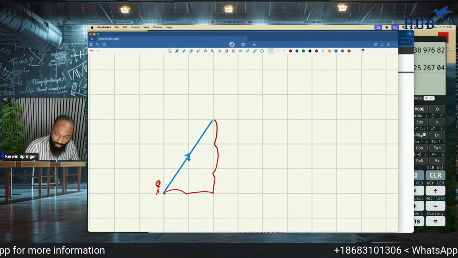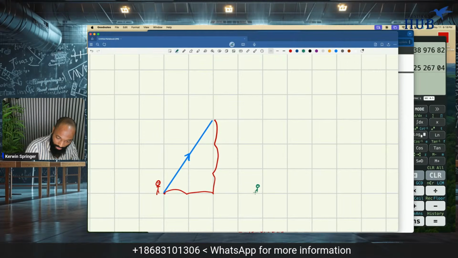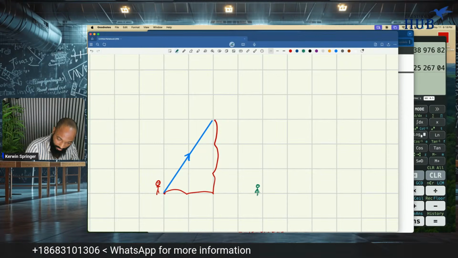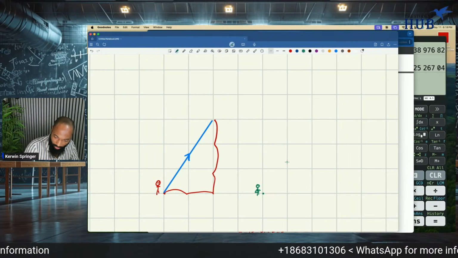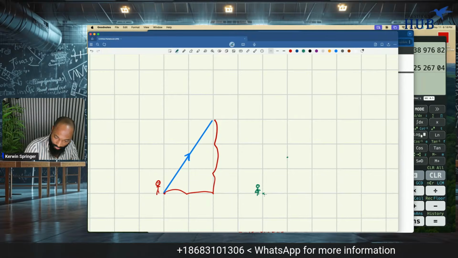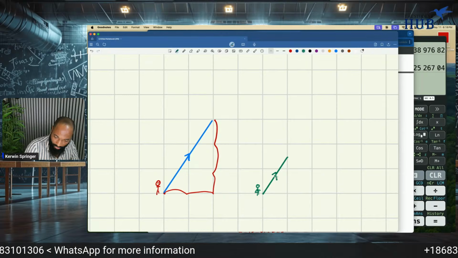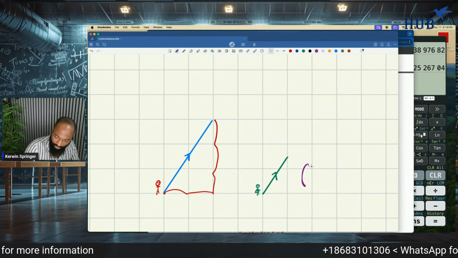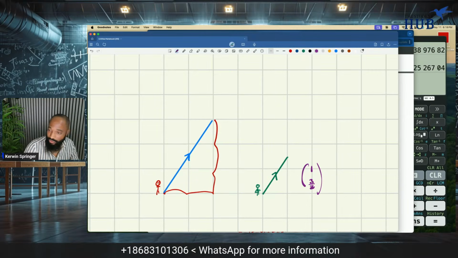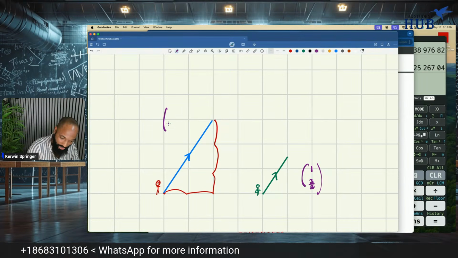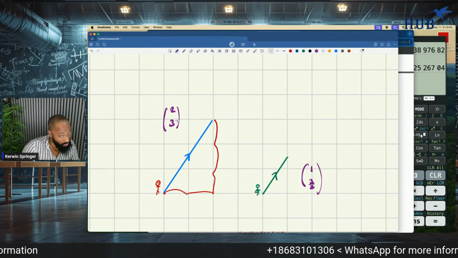And now I tell the green man to walk 1 block this way and 1.5 blocks this way. So 1, 1.5. The 1.5 is written as 3 over 2 if you want whole numbers, and the red man's is written as 2, 3. That's the vector. You notice how they're parallel?